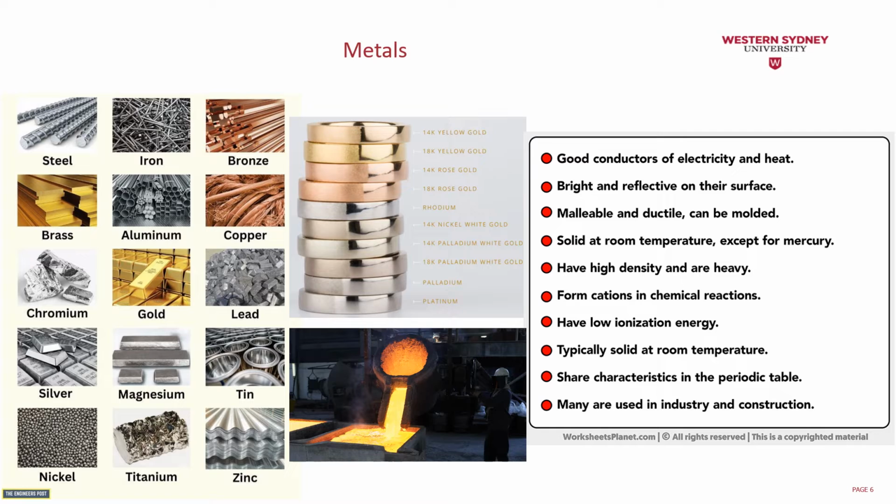As a summary, you can see that we have different types of metals that are good conductors of electricity and heat. They can have properties like being bright and reflective on the surfaces, malleable and ductile, can be molded, solid at room temperature except for mercury, have a high density and are heavy, form cations in chemical reactions, and have low ionizing energy, as we mentioned earlier. They have shared characteristics in the periodic table, and many are used in industry and construction.